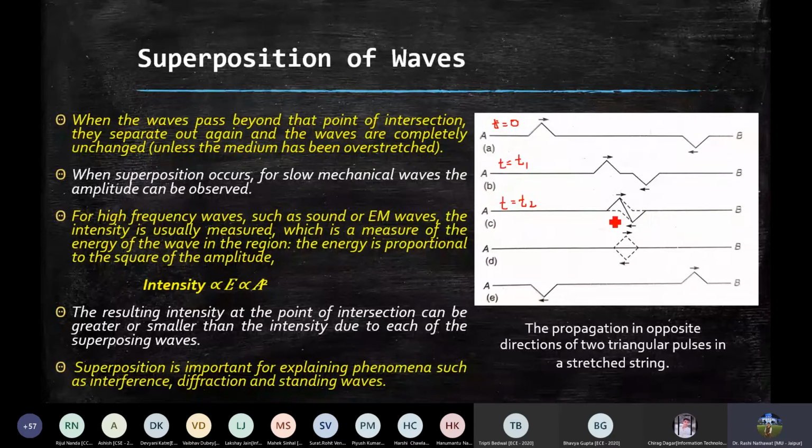And where is the solid curve? The dashed curves will give the total displacement or the total amplitude here, and the solid curve is the resultant displacement obtained by the algebraic addition of each displacement. So this was the theory of the superposition of waves. Now we will see how we can represent it in mathematical form. So let's go further. Any doubt till here?